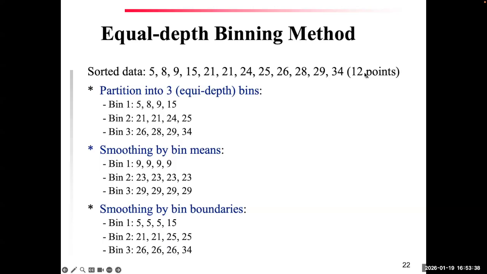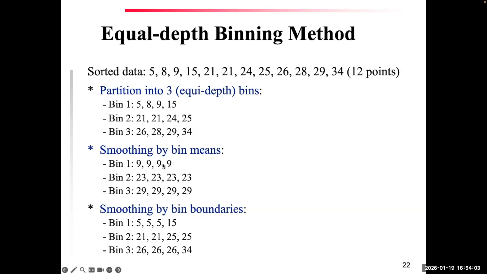And if we had an odd number of data points, like 13 instead of 12, then it would have been 5, 8, 9, 15, 21, then 21, 24, 25, 26, and so on. So in that case, you start with 5 numbers and then 4 and then 4, if you had 13 data points. And again, the rest is the same.